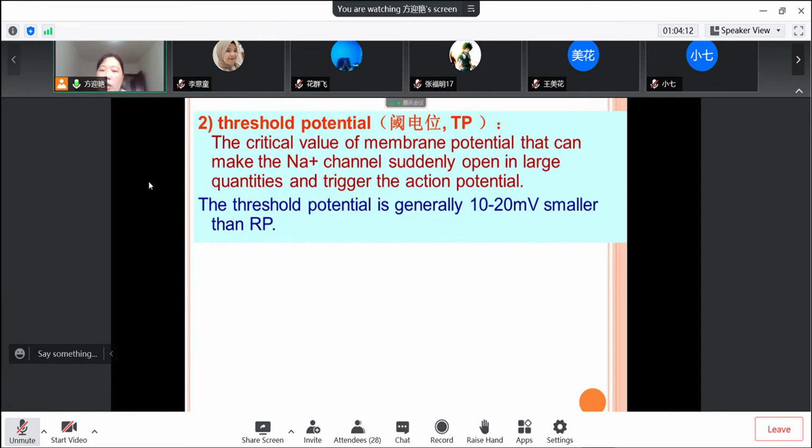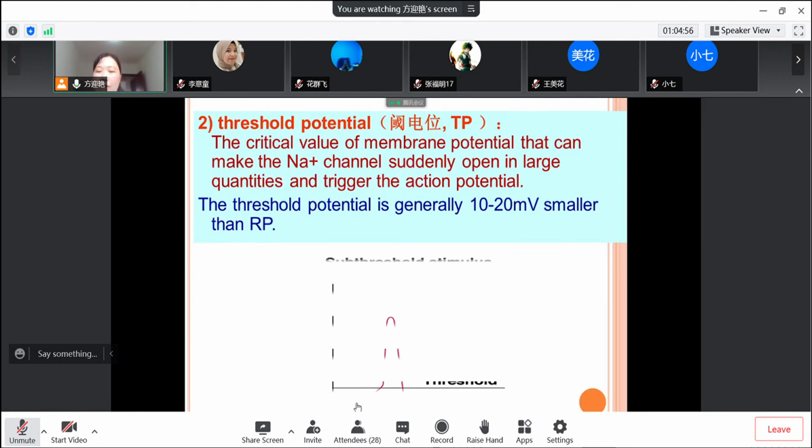And what is the threshold potential? According to the nerve fiber, the threshold potential means the critical value of the membrane potential in the action potential. The threshold potential is generally 10 to 20 millivolts smaller than the resting potential. For example, if the resting potential is about -90, then about -70 is the threshold potential.